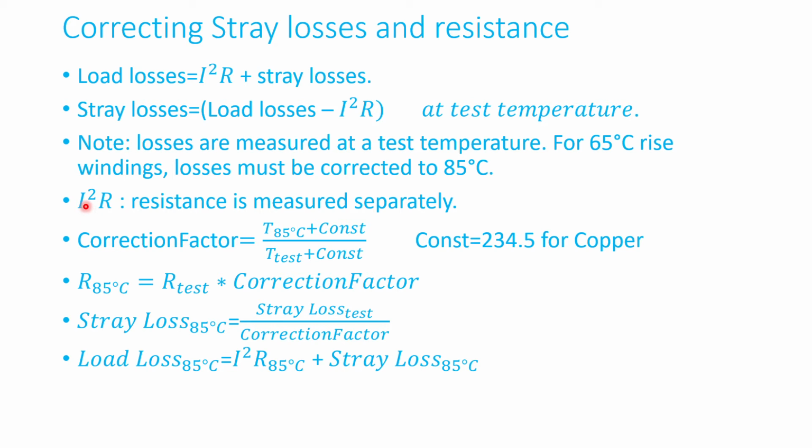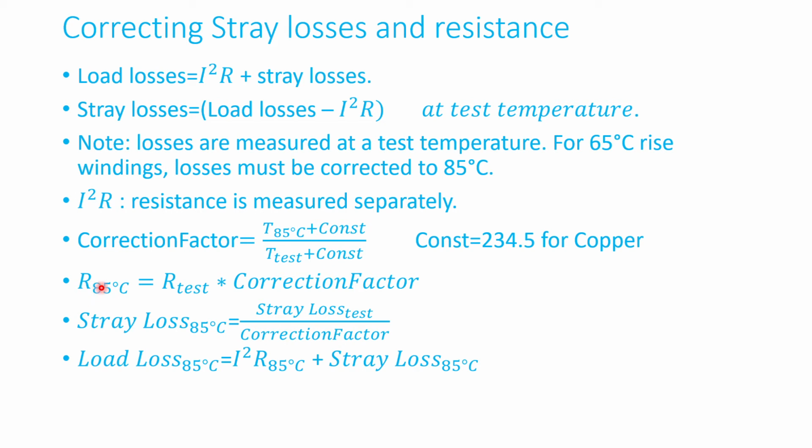So I squared R, as I said, is the losses caused by the resistance, and the resistance is measured separately. And I would recommend watching other videos that I made that talk about how to measure resistance, and how to correct resistance from one temperature to the other. So the correction factor is equal to 85 degrees Celsius plus a constant, divided by the temperature during the test plus the constant. And the constant is 234.5 for copper. If you use aluminum, it's 225, and I would recommend watching the videos that I made for measuring and correcting resistance. It talks about this factor here.